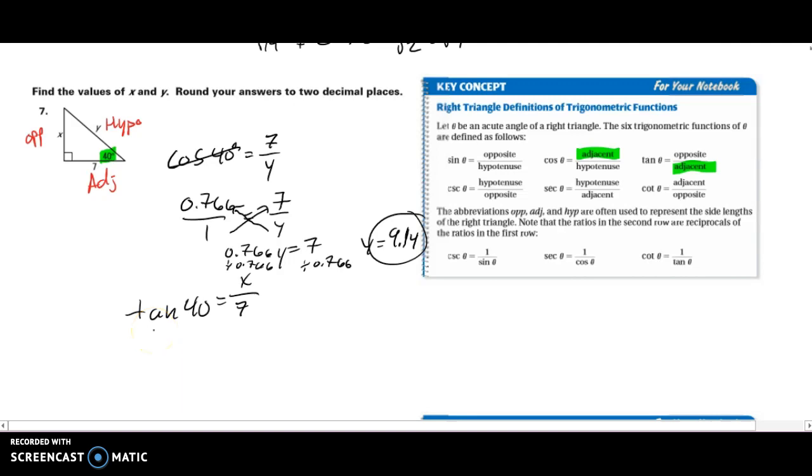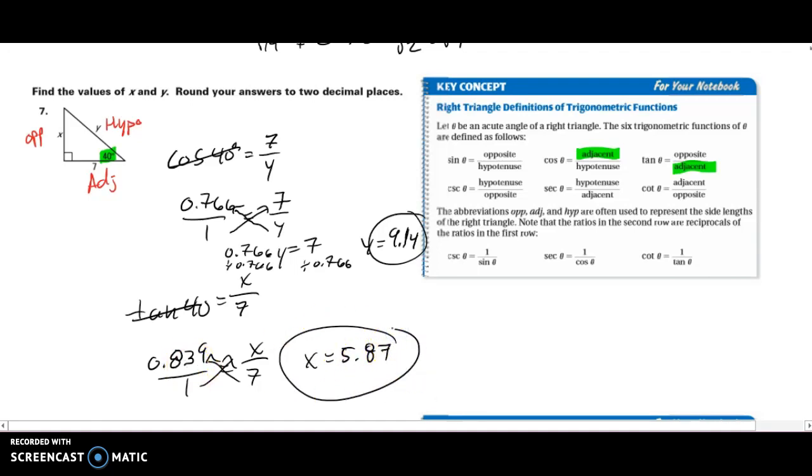Here I'm going to do the same thing. I'm going to hit tangent on my calculator and hit 40. That is 0.839. So I'm going to cross this out and write 0.839 over 1 is equal to x over 7. Then we're going to cross multiply. So we get x is equal to 7 times 0.839. That's 5.87. I'm going to just round it to 2 at the end. So I use 3, and I round to 2 at the end. Okay? And that's it. We're done. Not too hard.